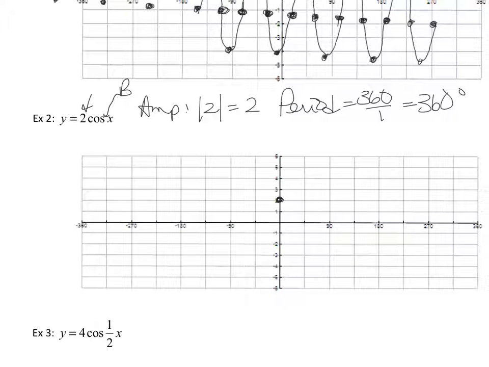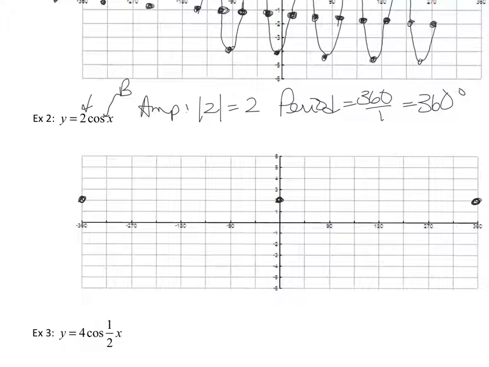I use the fact that my period is 360, and I go over here to where x equals 360 degrees, and I know I'm going to also have a high point at 2, because whatever is happening here at x equals 0 is going to be happening here at x equals 360 because it's going to start to repeat there. The same is true where x equals negative 360. We're going to be at a high point there as well, so I can plot that.